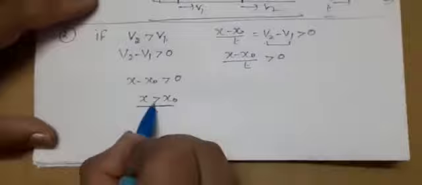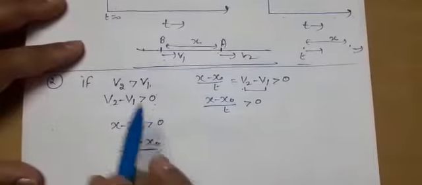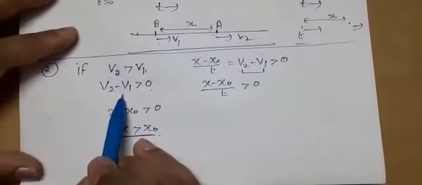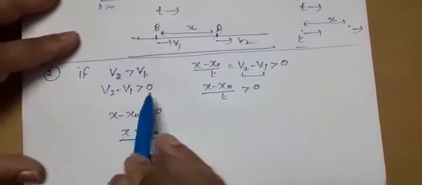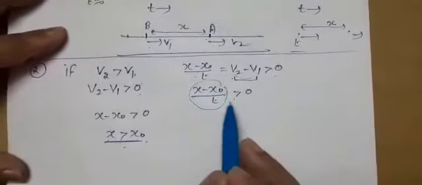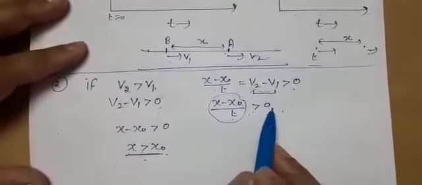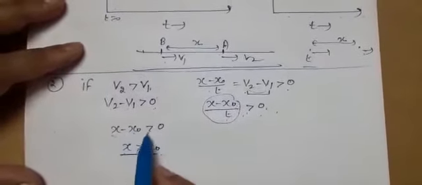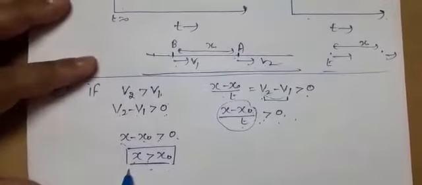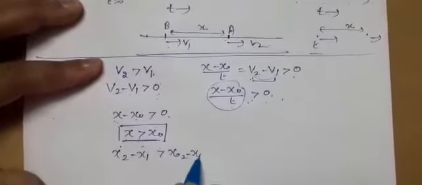In the previous case, when v1 was equal to v2, you concluded that x was equal to x0. But here, when v2 is greater than v1, when you shift it to the left side, the negative sign will come. v2 minus v1 will be greater than 0. As per equation 1, if you substitute this value greater than 0, this factor becomes (x minus x0) upon t greater than 0. Then t multiplied with 0 will be 0. So we are left with x minus x0 greater than 0. So we conclude that the separation between the bodies will go on increasing. It means x2 minus x1 is greater than x02 minus x01.